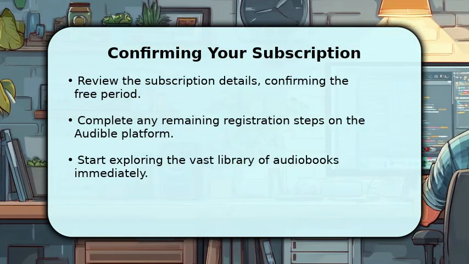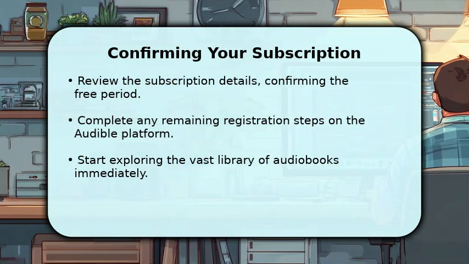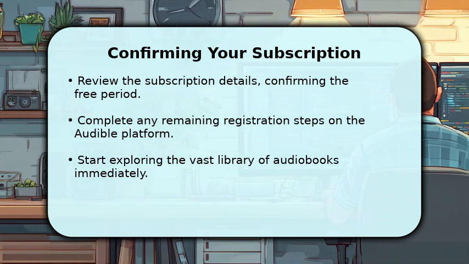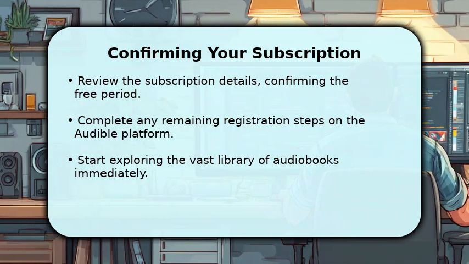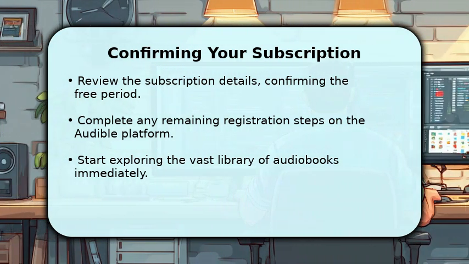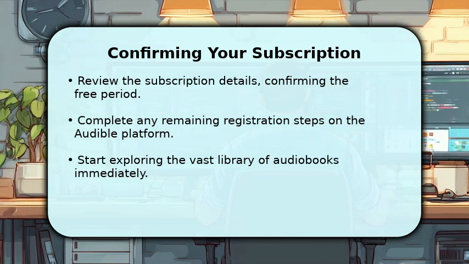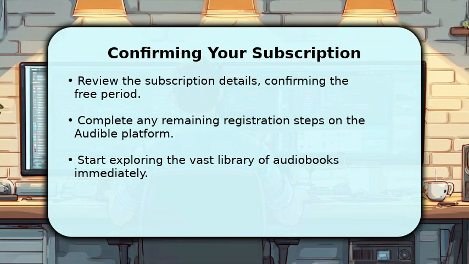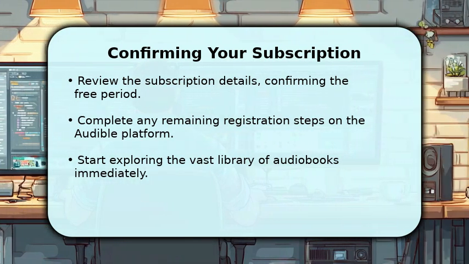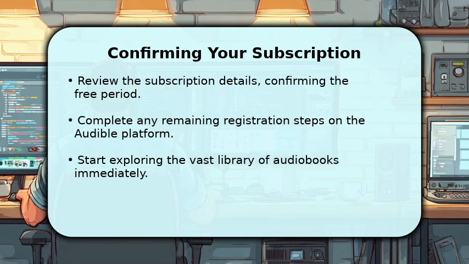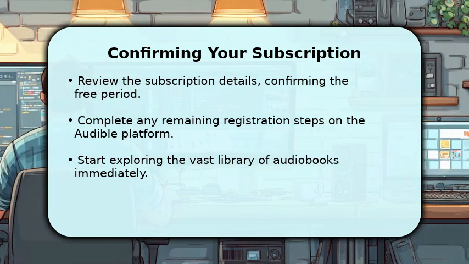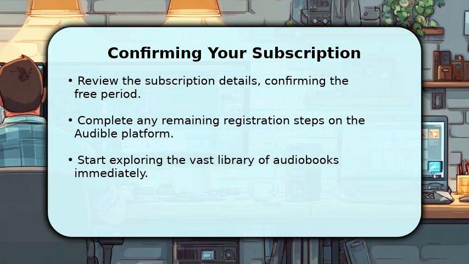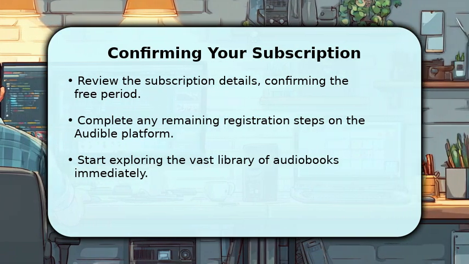Before finalizing, thoroughly review the subscription details to confirm that your Geo coupon has successfully applied and shows the correct free trial period. Complete any final registration steps required by Audible, such as adding a payment method for future renewals, which you can cancel anytime. You can now dive into Audible's extensive library of thousands of audiobooks and podcasts. Enjoy your new listening experience.